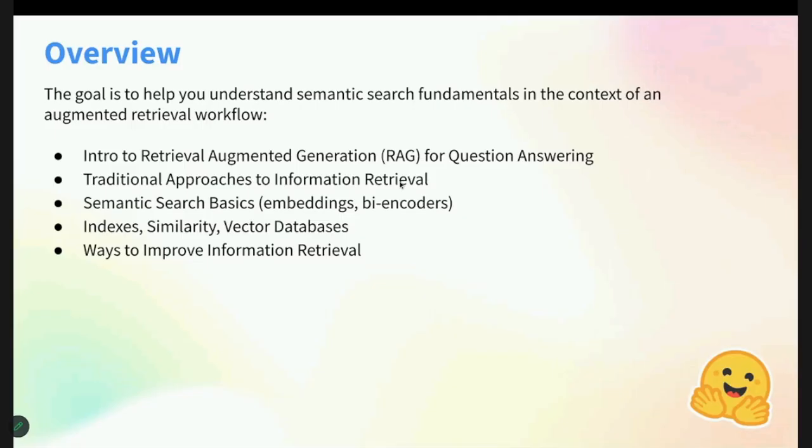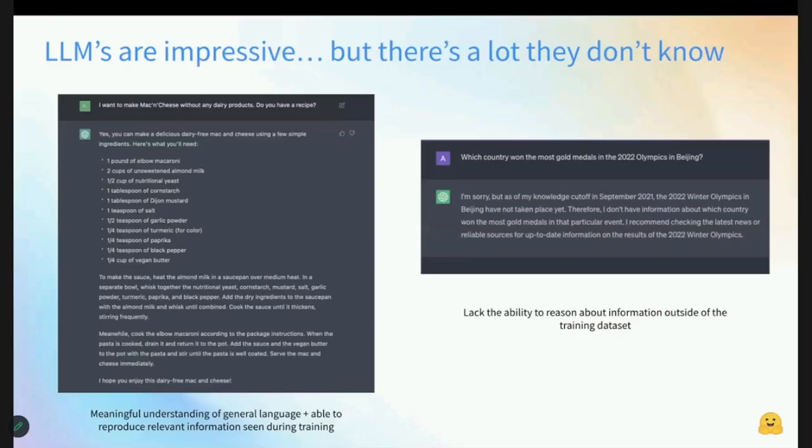We'll go in depth on the basics of semantic search, how it actually works, and then talk about some practical things around it, like how do you actually use semantic search in a scalable way? So different types of indexes, what it means to do similarity search, vector databases, which is a very popular topic these days. And then at the end, we'll talk through some practical ways to actually improve your information retrieval system. So with that, I'll dive in.